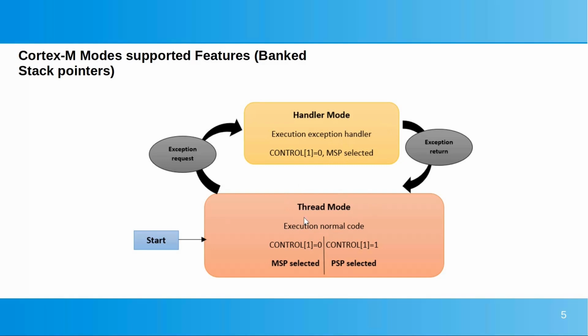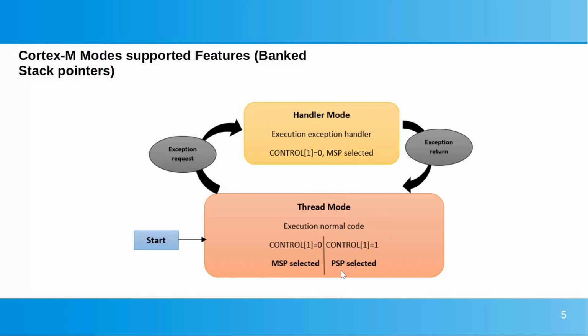However, when running in thread mode, the CPU can use the main stack pointer as well as the process stack pointer. There are two ways for the CPU to use the main stack pointer or the process stack pointer. The first way to select which one the CPU uses is also via the control register. There is this bit number 1. If it is cleared, then the CPU running in thread mode will be using the main stack pointer. If it is set to 1, then the CPU will be using the process stack pointer.